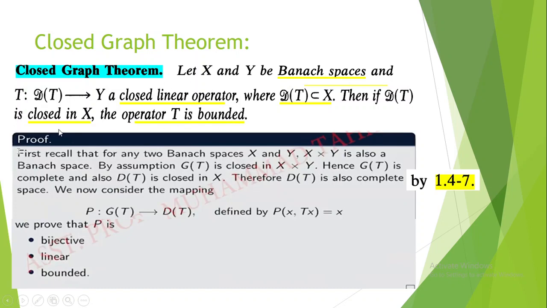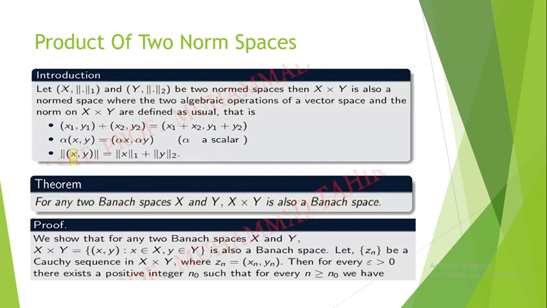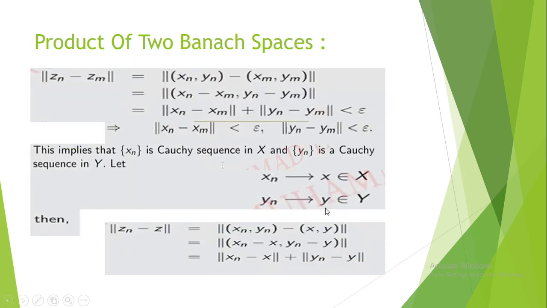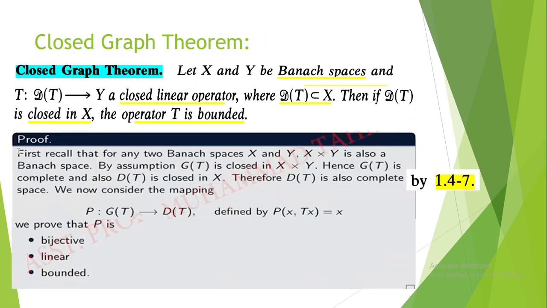So let's see the proof. First, recall that for any two Banach spaces X and Y, the Cartesian product is also a Banach space, as we proved earlier. Now we are in a position to illustrate the other property. Now let's assume that the graph is closed in the Cartesian product.